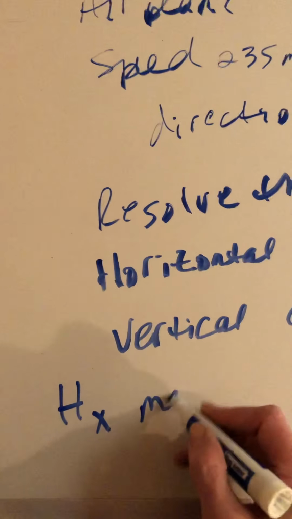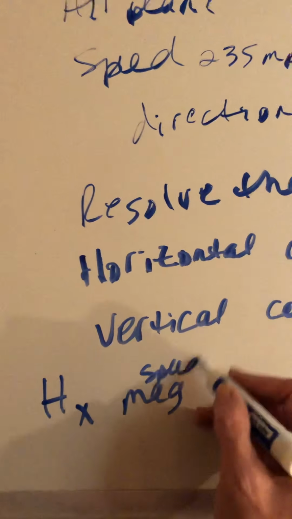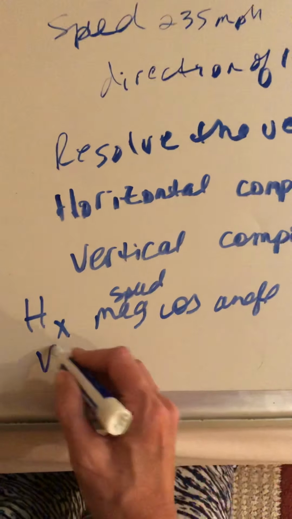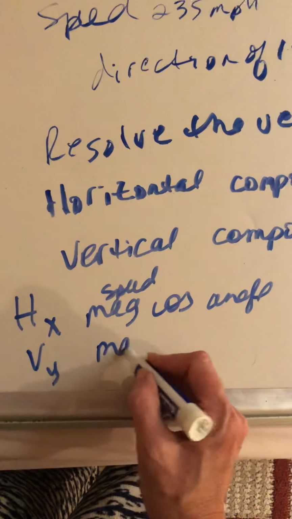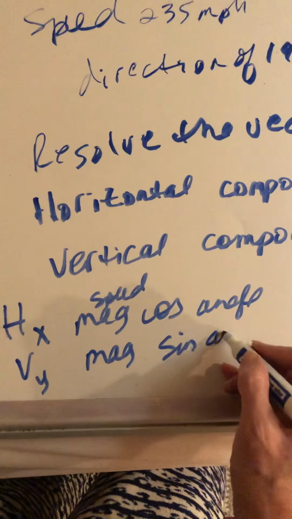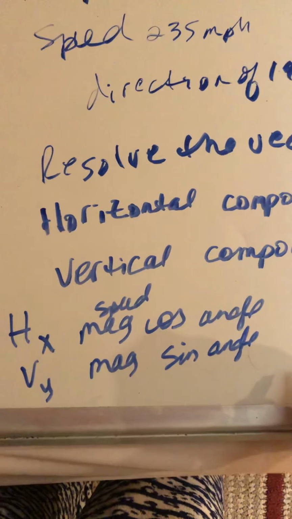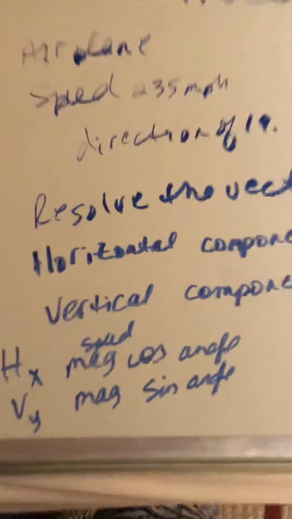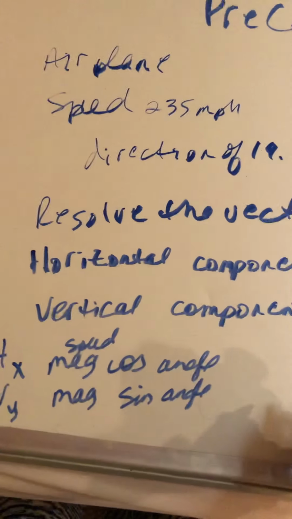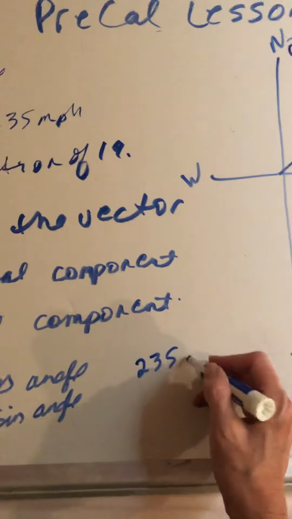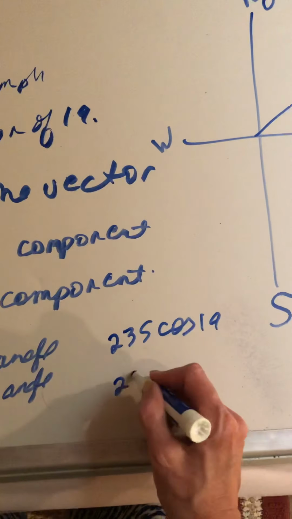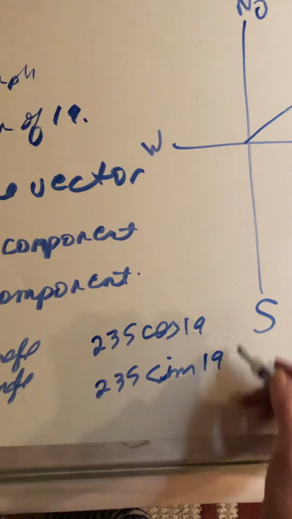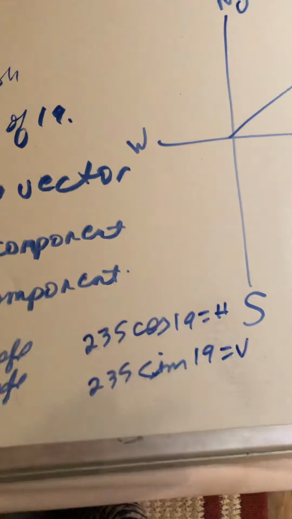It means you take the magnitude, which is here the speed, times the cosine of the angle of direction. Then if you want the vertical component, which is your y, you take the magnitude again, the speed, times the sine of the angle. So we're going to take 235 cosine 19 and 235 sine 19, and that gives us the horizontal and vertical components.